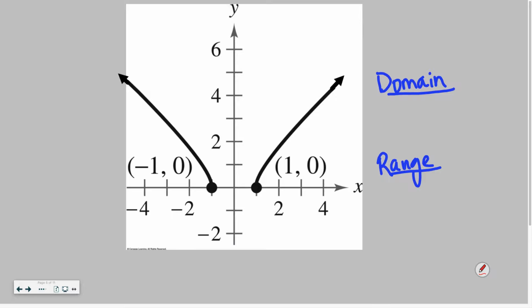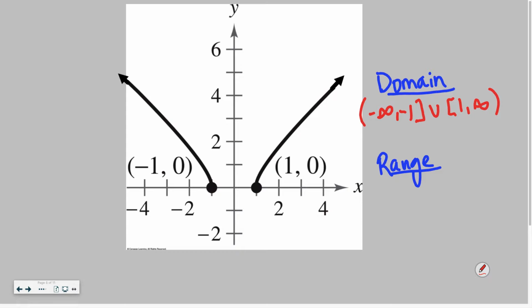Okay, our domain. Kelly, what do you have for your domain? The brackets with the negative infinity, and then a negative 1 for the first one. Okay. And then a bracket with a 1 and a positive infinity. Like this? Yeah. Okay, good. So we have from negative 1 to the left, and we have from positive 1 to the right.